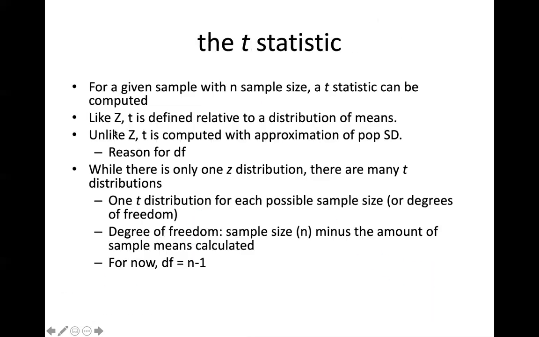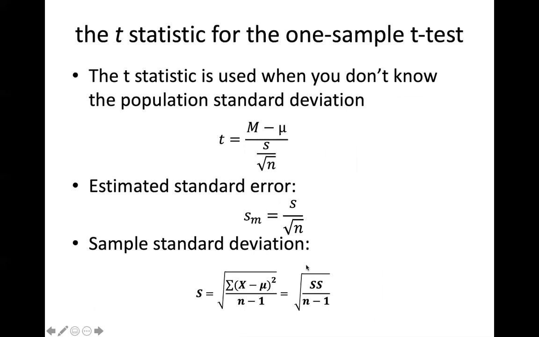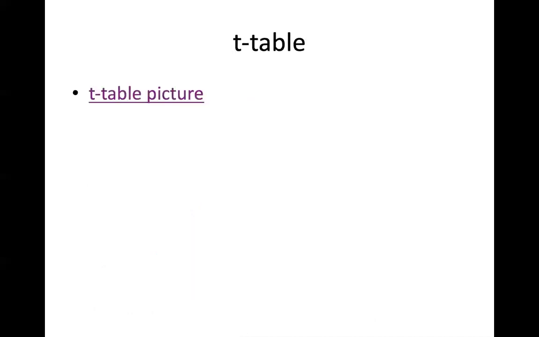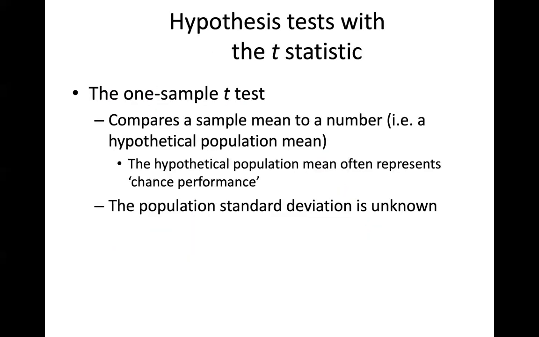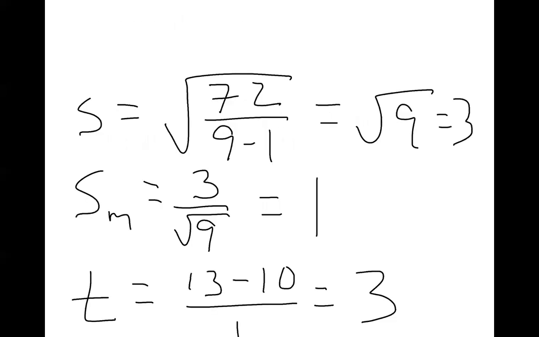And I want to remind you of where we got that formula. So here is the formula for sample standard deviation I showed you at the beginning of class: sum of squares divided by n minus 1, or if you expand sum of squares, it's the same thing. This is just the sum of squares right here. So here's the sample standard deviation equals 3.